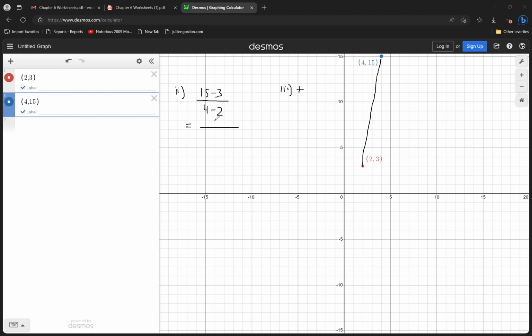12 minus 3, 12 over 2, which is 6. Okay, so there's your positive 6, right? Positive. So it's a positive slope going up to the right. Any questions on that one? No. All right, next one.